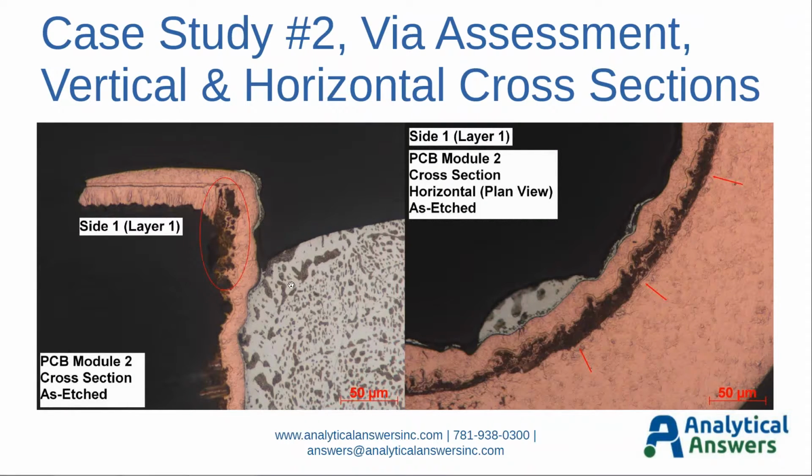So here we have a composite image. On the left-hand side, we have the defect as viewed in the vertical orientation, and on the right, we have the defect as viewed in the horizontal orientation. So again, oftentimes it's advantageous to do both vertical and horizontal cross-sectioning activities to view these various defects and understand, in this particular case, how far around the circumference of the plated through hole that particular anomaly extends.